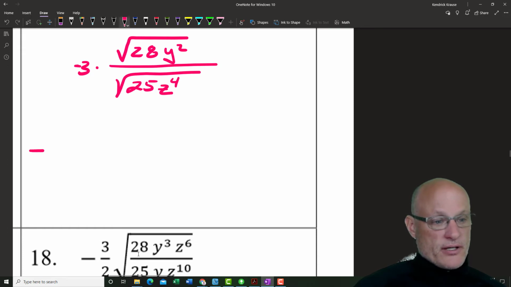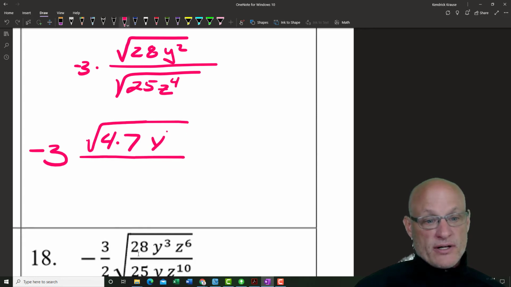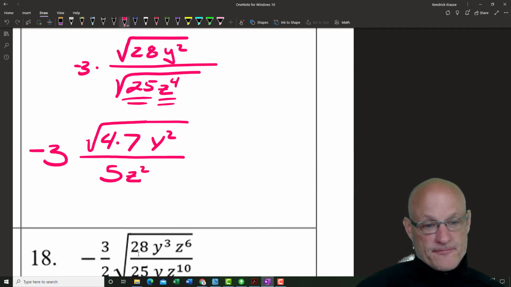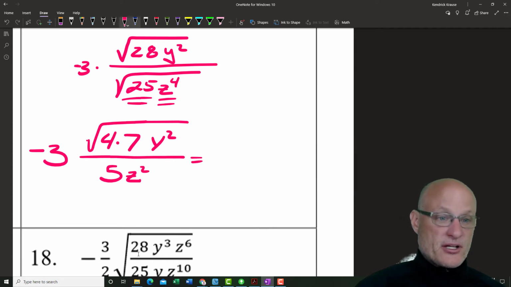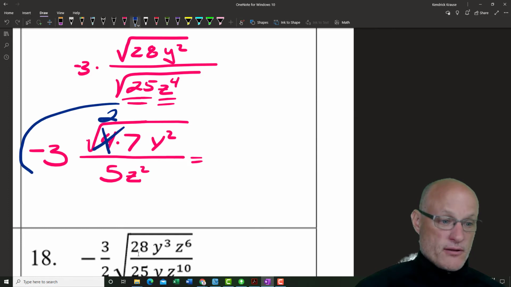Well, let's just rewrite it, negative 3. The numerator I'm going to rewrite as 4 times 7, that's 28. Y squared is already even, so I'll leave that as y squared. And the bottom, the square root of 25 is just 5. The square root of z to the 4th is just z squared, so I'll just leave that. So the only thing I got left to clean up is this square root of 4 here, and that would be 2.